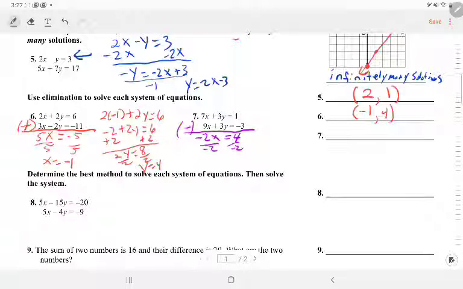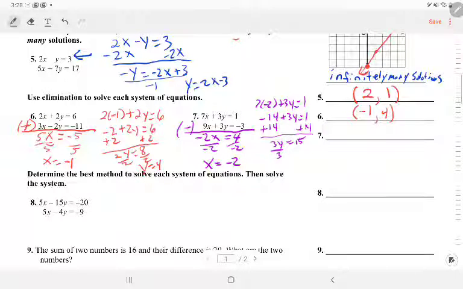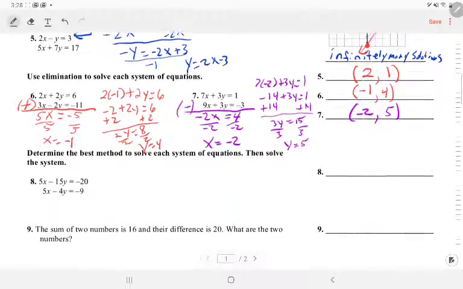Divide both sides by negative 2, and x equals negative 2. Then I just plug that back in. So 7 times negative 2 plus 3y equals 1. Negative 14 plus 3y equals 1. I would add 14 to both sides, and I get 3y equals 15. Divide both sides by 3, and y equals 5. So my solution set would be negative 2, 5. Okay? All right.